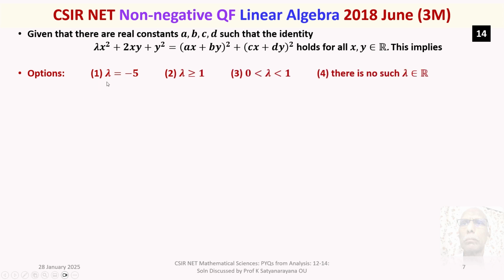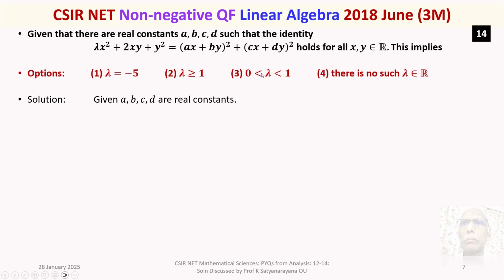Option 1, lambda is equal to minus 5. Option 2, lambda greater than or equal to 1. Option 3, 0 less than lambda less than 1. Option 4, there is no such lambda belonging to R. Let's now discuss the solution of the problem in detail.